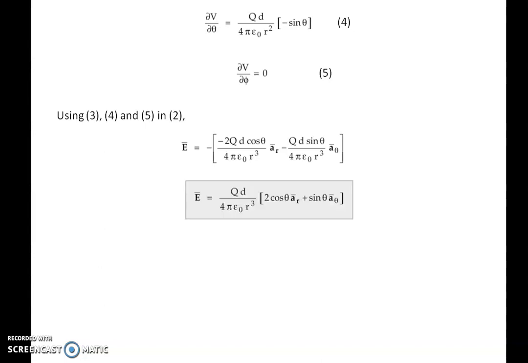So simplifying this, you can get the expression for E as this. So this is the expression for electric field intensity due to an electric dipole. In the next video we will see some problems on the energy density, and this will be the end of the first part of the second module.